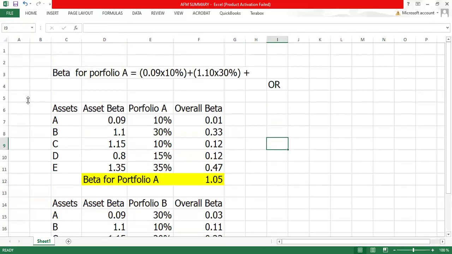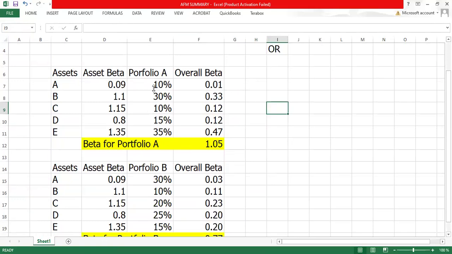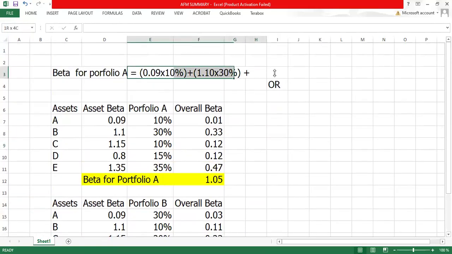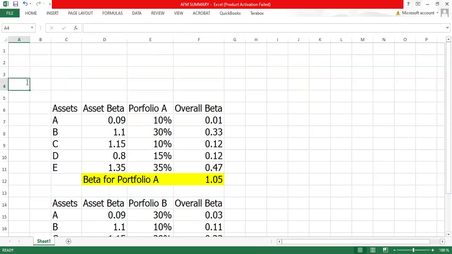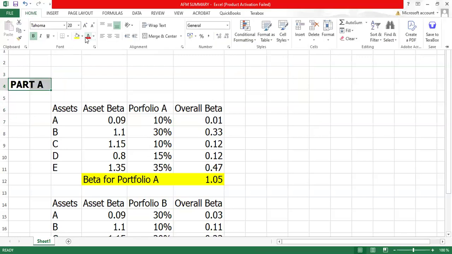Any question on part A? I would recommend you use the table. This approach, yes, it is okay, but if you use the table, you're smart. Okay. That is part A.